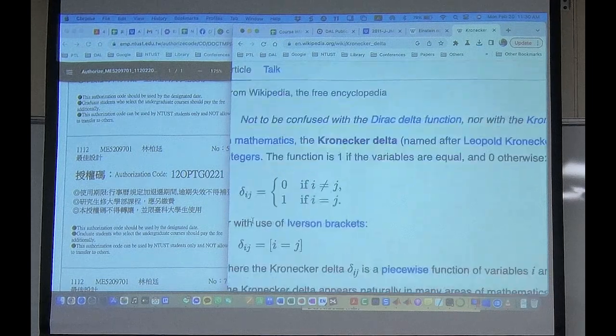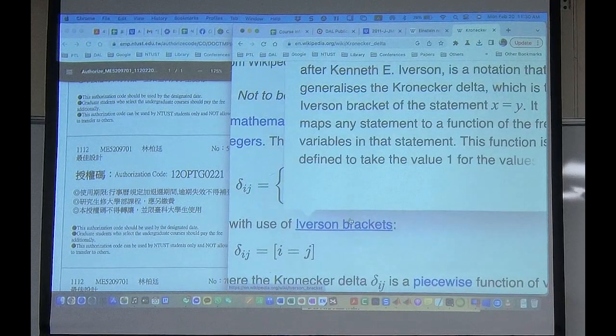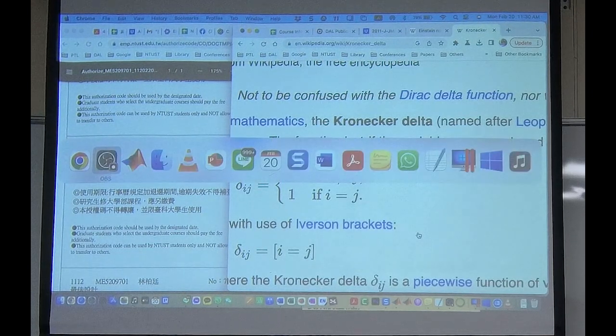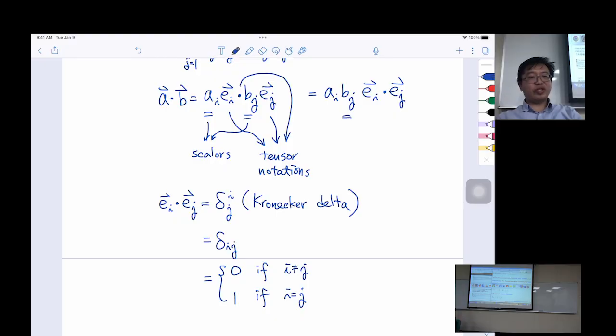Sometimes people like to write it, or you can also write it in this way, delta ij. The same thing. Kronecker delta equals 0 if i is not j, and equals 1 if i equals j. Okay, so let me go back to here. I just copy it.